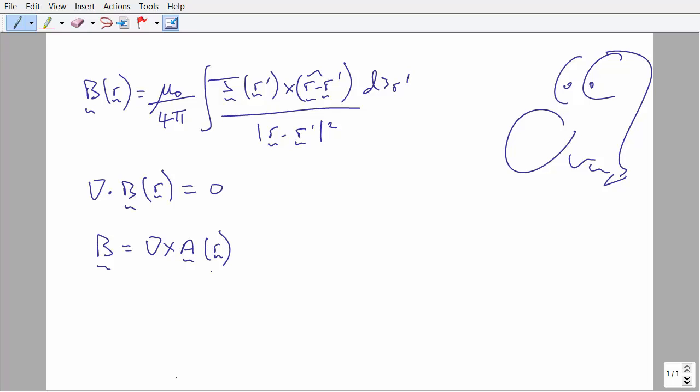Before I write down that equation, I'd encourage you to go and prove that if I were to take the divergence of the curl of any vector field which is differentiable, let's call that field A for the time being, this is always zero. So it might be useful for you just to have a go at proving that, just to convince yourself that this is always the case.